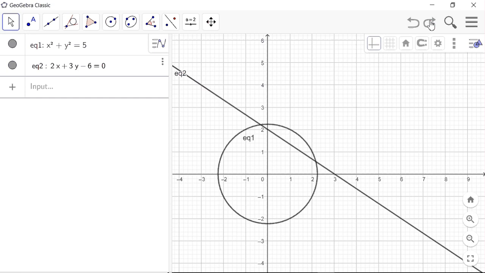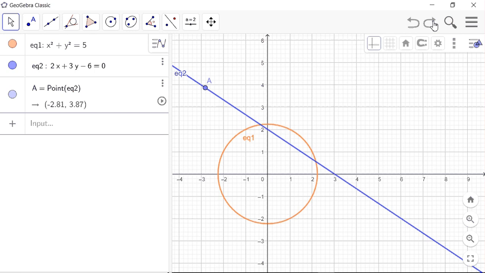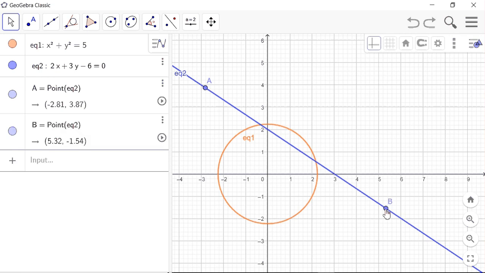Now, consider the polar 2x plus 3y minus 6 equals to 0. Mark a point A on the polar. Then again mark a point B on the polar.